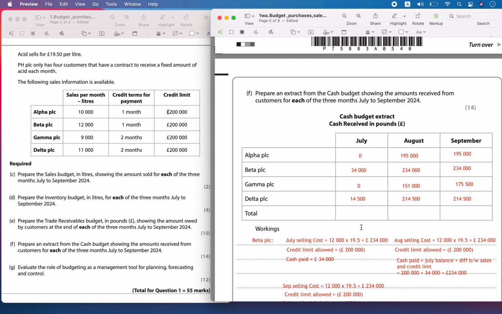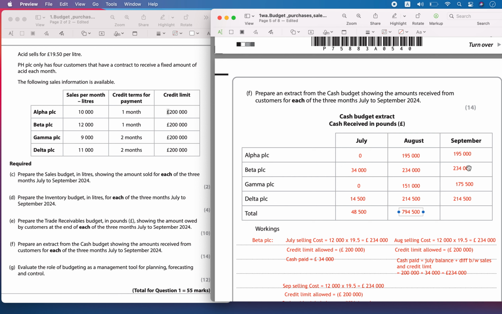Now let's add up the total cash budget. So how much is the company going to receive? 34,000 plus 14,500 will be equal to 48,500. And for the month of August, let's add up all of this: 195,000 plus 234,000 plus 151,000 plus 214,500. So that is equal to 794,500.